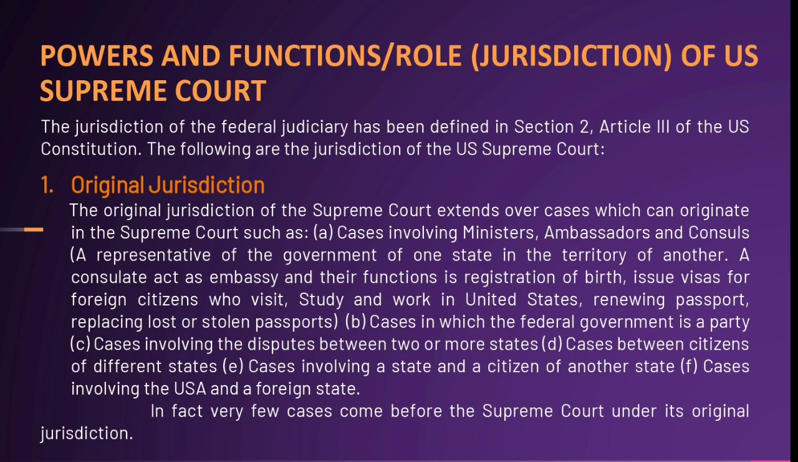The second cases which are directly tried by the Supreme Court are cases in which the federal government is a party. Federal government means the central government of the United States. The third cases are cases involving a dispute between 2 or more states. Dispute means the conflict, clash, or fighting between 2 or more states in the United States. The fourth cases are cases between citizens of different states, cases involving a state and a citizen of another state, and cases involving the USA and a foreign state. In fact, very few cases come before the Supreme Court under its original jurisdiction.